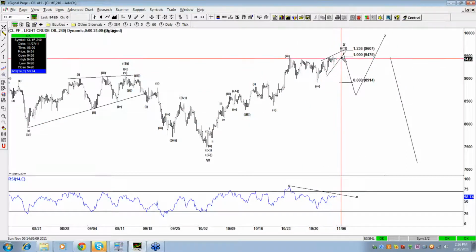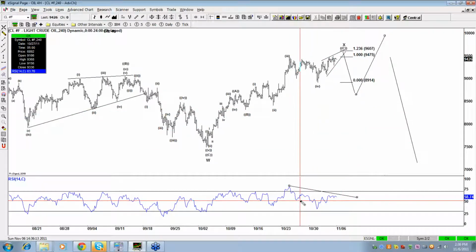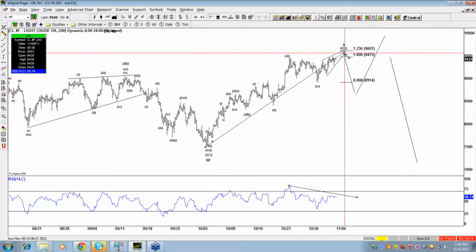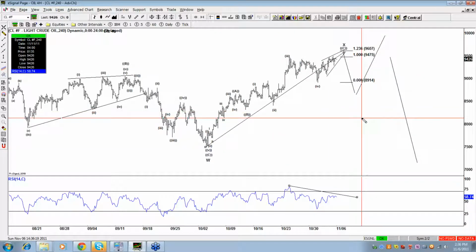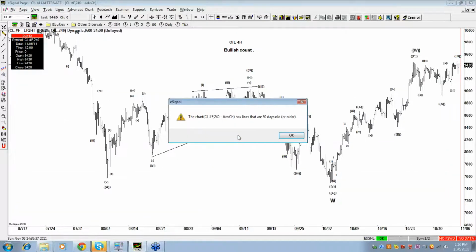This is the most bearish one, but usually the RSI is telling me that this is not the right count. The RSI is telling me that the other count is the one that is in place, which is this one. Let me put it to you guys right here.